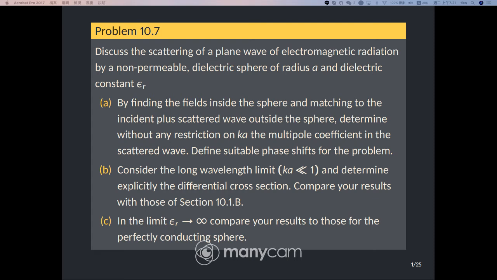For part B, consider the long wavelength limit. That means ka is much smaller than 1, and determine explicitly the differential cross-section. Compare your result with those of section 10.1b. And for part C, in the limit epsilon r goes to infinity, compare your result to those for a perfectly conducting sphere.